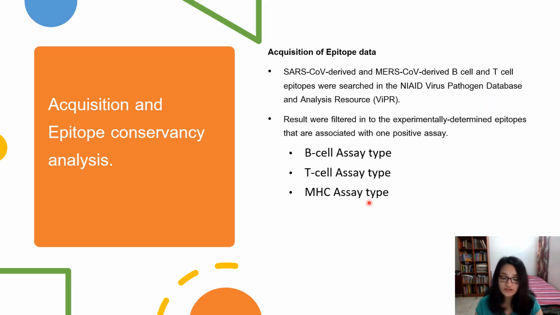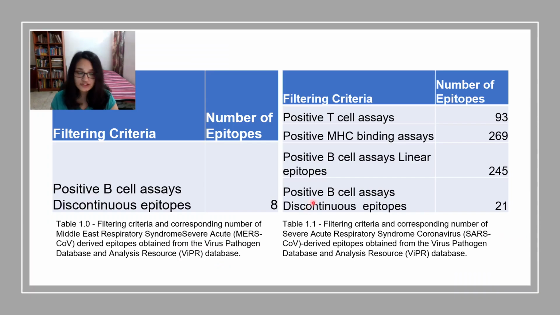Next is the acquisition of the epitope data. This we obtained from the NIAID Virus Pathogen Database and Analysis Resource, that is ViPR. We searched for immune epitopes under the coronavirus taxon, and the results were filtered to give experimentally determined epitopes of the spike glycoprotein of betacoronavirus for the human host, with at least one positive assay each for the B cell, T cell, and MHC type assays. The filters resulted in 518 epitopes, and we downloaded them in the form of an Excel file.